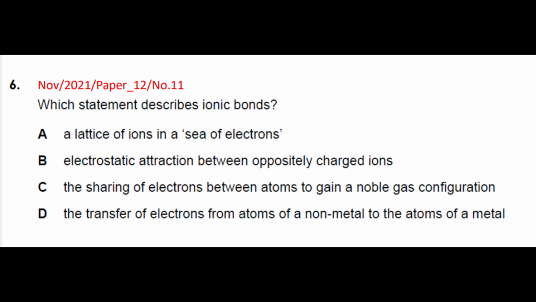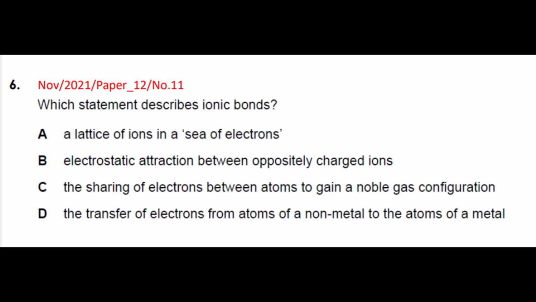Alpha says a lattice of ions in a sea of electrons. There is no sea of electrons in ionic compounds because an ionic compound is made up of ions. So the force of attraction is between the ions, not a sea of electrons. So Alpha is an incorrect option. Bravo says electrostatic attraction between oppositely charged ions. Yes, that is absolutely the correct option because that is the definition of ionic bond, electrostatic force of attraction between oppositely charged ions.